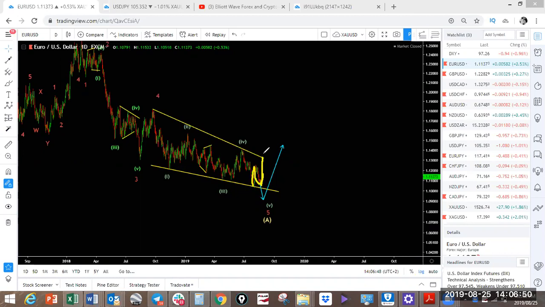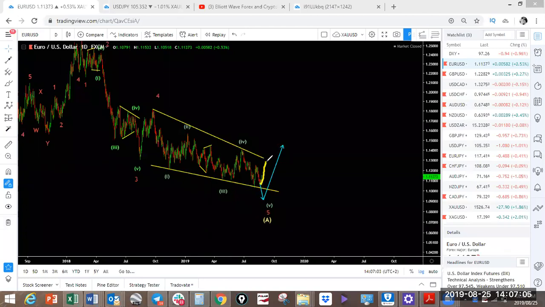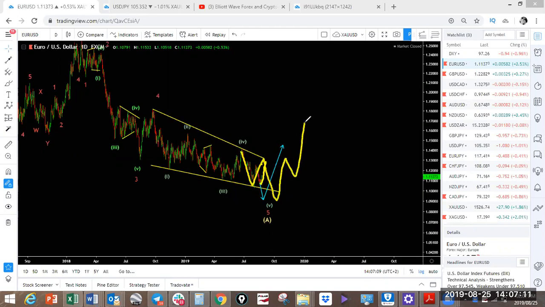If this is the move, and if we're done and the correction is going to come, you're going to have this corrective structure here like this, and you're going to have a WXY structure, a combination, and this will correct the whole move. So let's watch for the next week upside here, at least to come retest here. There's still a possibility that it can be a 1, 2, 3, the last wave 5, and then the corrective structure comes. Right, so that is how you look at it.